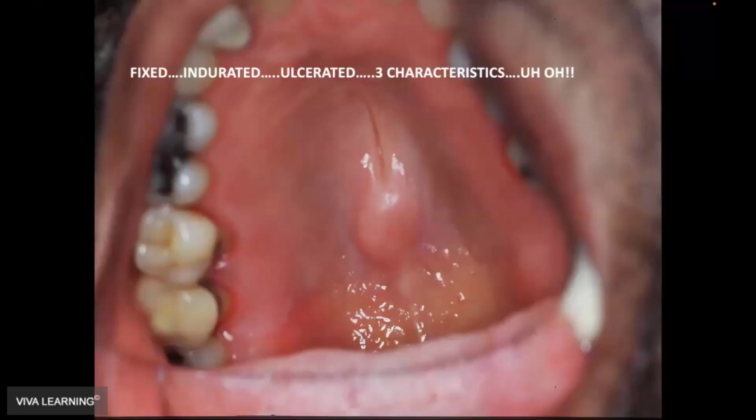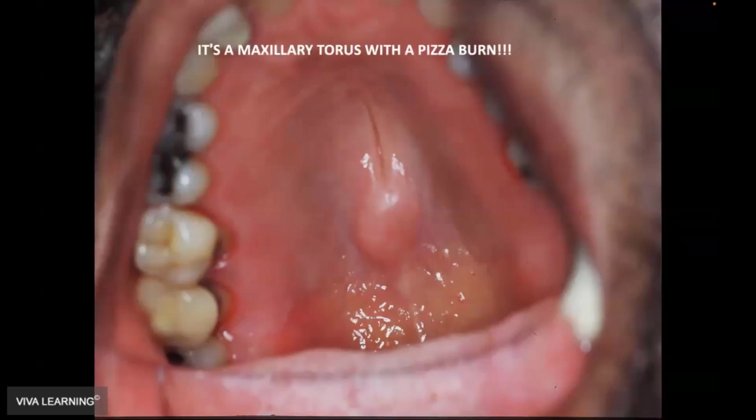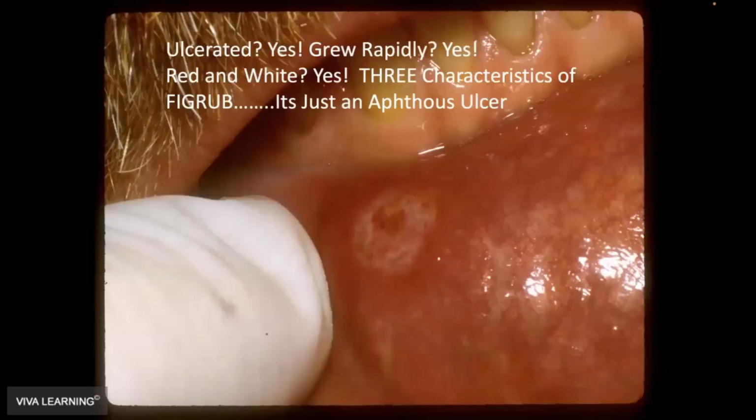So this lesion is fixed. It's indurated. It's ulcerated. 3 characteristics of something malignant. Uh-oh. Yeah, this is just a maxillary torus with a pizza burn. So use your fig rub, fixed, indurated, grows, ulcerated, bleeds. Use this with a little bit of common sense. It's ulcerated, yes. It grew rapidly, yes. It's red and white, yes. 3 characteristics of fig rub. It's just an aphthous ulcer. So use this with a bit of common sense.